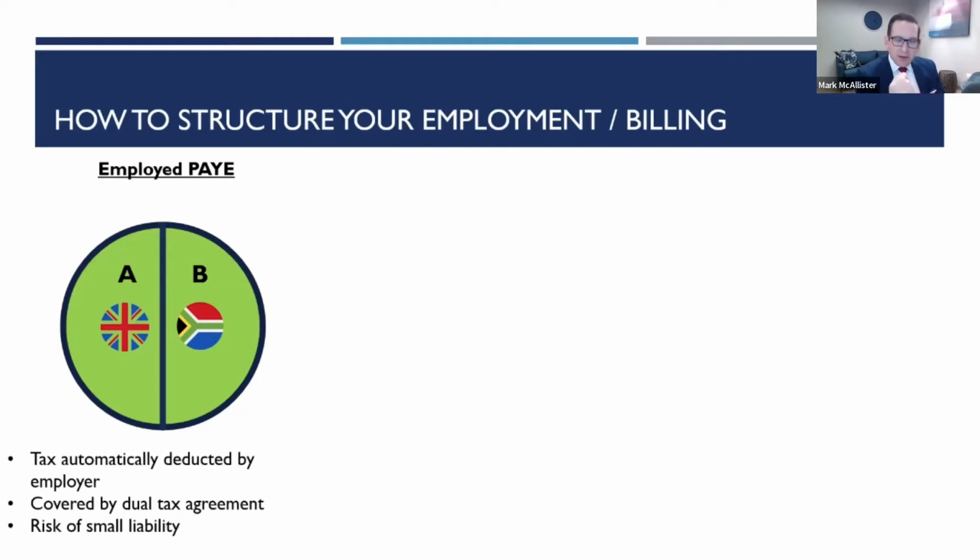But what are you going to pay? Well, your tax is going to be automatically deducted under PAYE, which stands for pay as you earn. Okay, all of that's covered within the dual tax agreement. So it's a pretty simple way of getting most of the way where you need to. But there might be a risk of a small liability, and we'll come on to the tax tables in a minute. As Jeneen rightly said earlier on, things like the £12,570 personal allowance could potentially cause a small liability. But so being employed is an option. You could do that in the UK or South Africa, but there are issues to be aware of.